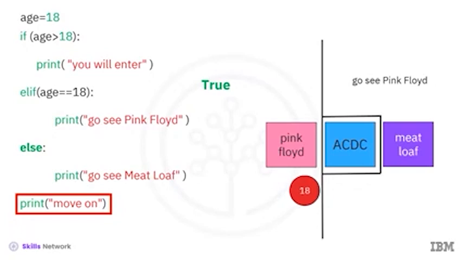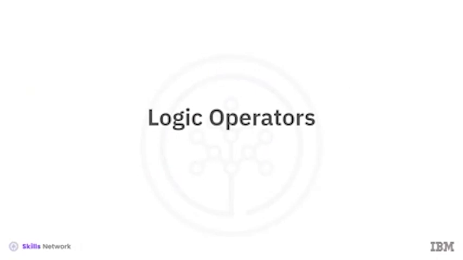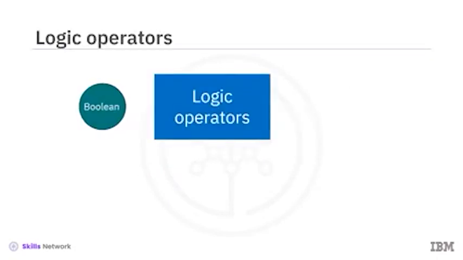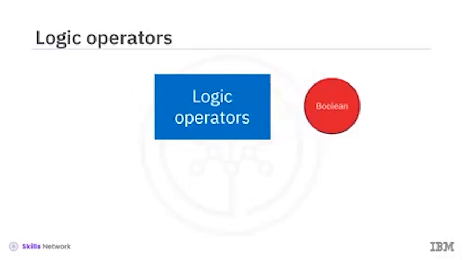If the variable age was 17, the statement "Go see Meatloaf" would print. Similarly, if the age was greater than 18, the statement "You will enter" would print. Check the labs for more examples. Now let's take a look at logic operators. Logic operations take Boolean values and produce different Boolean values.